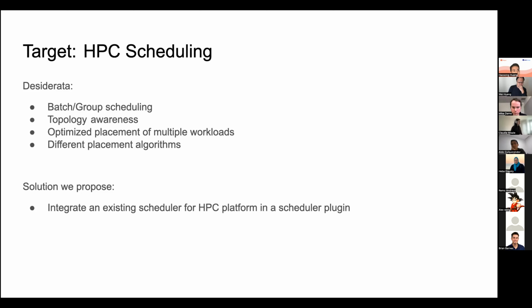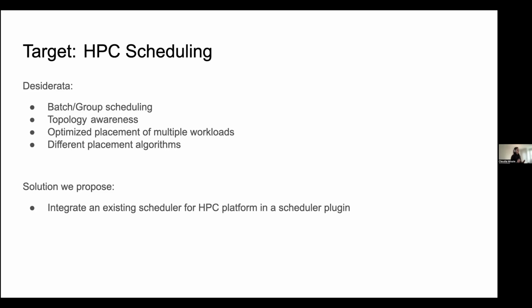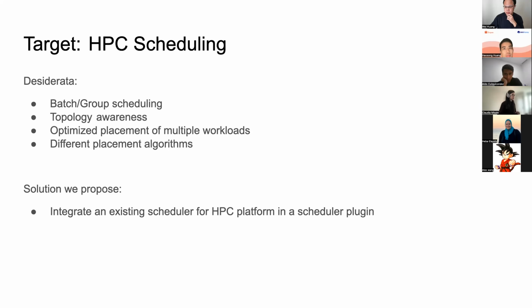So to target all of those features, probably not the best, but a good way to do that is to use schedulers that do that for a living. So why don't we use an HPC platform scheduler to do this job for us? And why don't we try to integrate that into Kubernetes as a scheduler plugin? So that's the context.